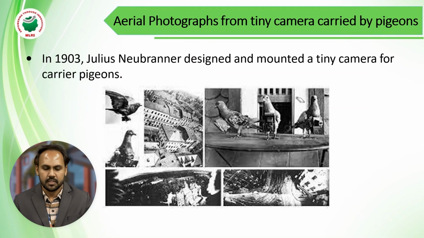So in 1903, Julius Neubronner designed a tiny camera which was mounted on the chest of pigeons. We all know pigeons are very friendly, so they will come back. Neubronner installed the tiny camera on the pigeons to capture various vertical photographs. Some people also used kites to capture vertical photographs before the invention of aeroplanes.